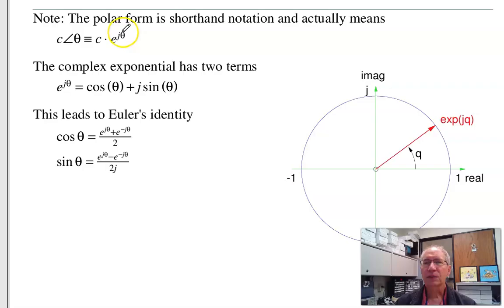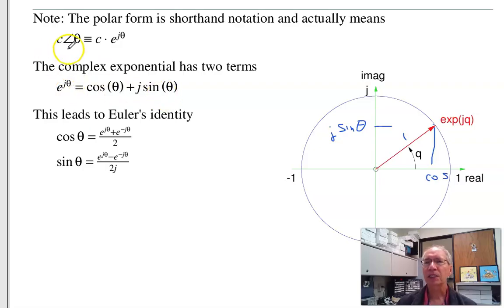Polar form is also shorthand notation. e to the j theta is cosine theta for the real part, j sine theta for the complex part. If I have a vector at angle theta, which I'm using q here just because my keyboard doesn't have theta as an input, at that angle, the real part is the hypotenuse 1 times cosine theta. The y part is 1 times sine theta, and that's times j. So this is Euler's identity.